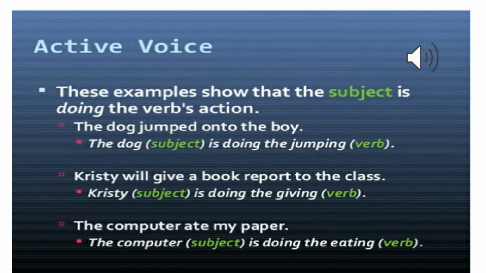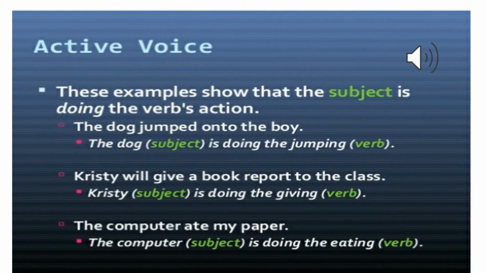The next sentence, Christy will give a book report to the class. Here, Christy becomes the subject because the action will be performed by Christy. And what will she do? She will give. Will give becomes the verb and Christy becomes the subject over here.